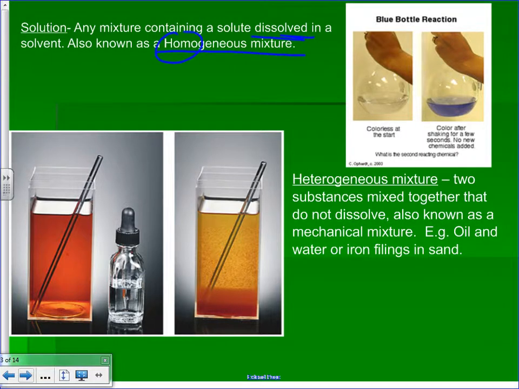So obviously, guys, the way to remember this has to do with the prefixes. Hetero means many, and homo means one. And that's the way you can remember it.